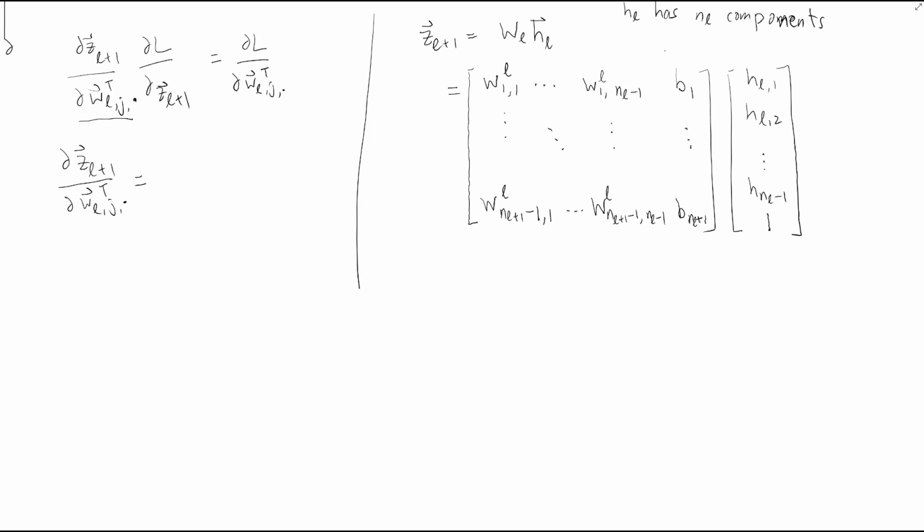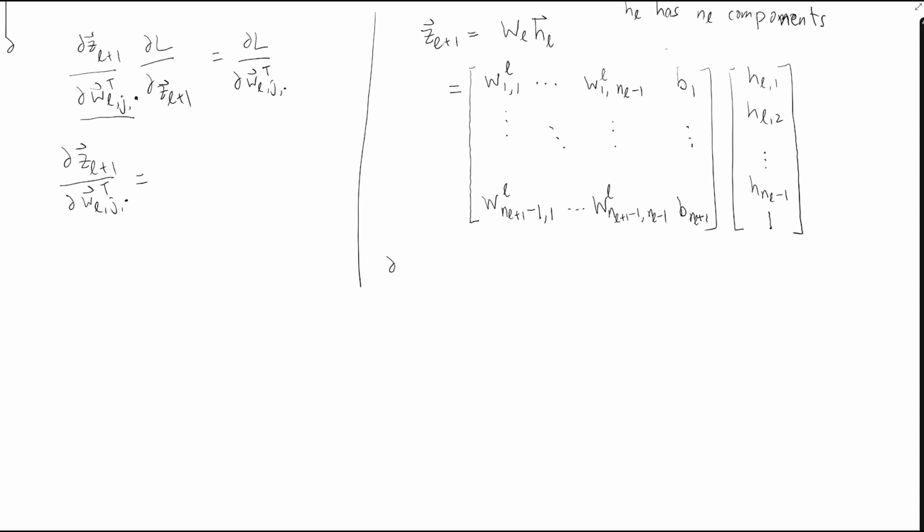Okay, so now we can go back to the left-hand side. We can continue our left-hand side by computing partial Z_{L+1} over partial W_{L,J,·} transpose. So what we're really saying is we want to take the gradient of Z_{L+1} with respect to one of the rows.